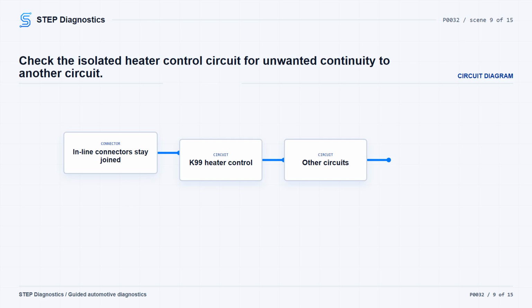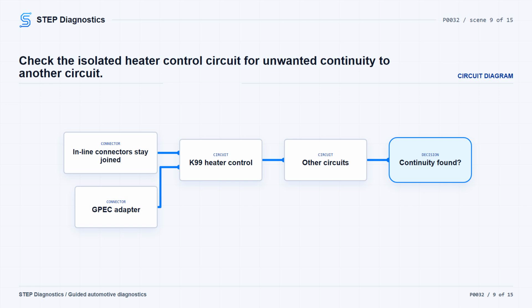With the circuit isolated, there should be no continuity between the circuit being tested and any other circuit. If continuity is found, repair the short between those circuits, using inline connectors to help narrow the location, then verify the repair and confirm the code stays gone. If there is no continuity, continue to the open or high resistance check.